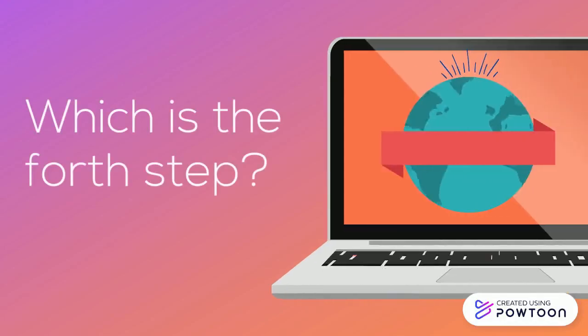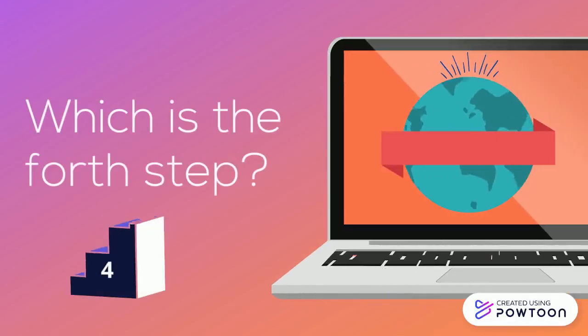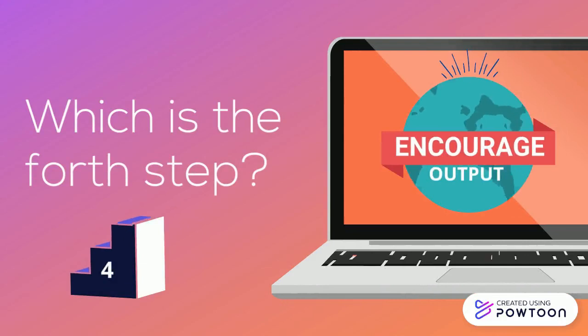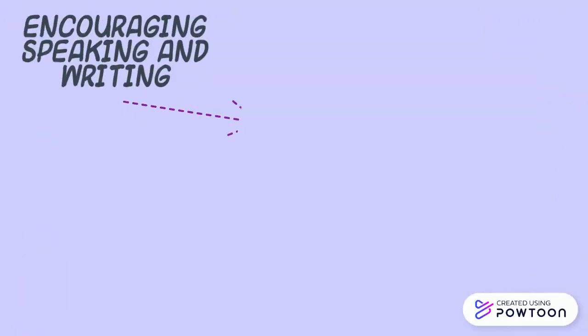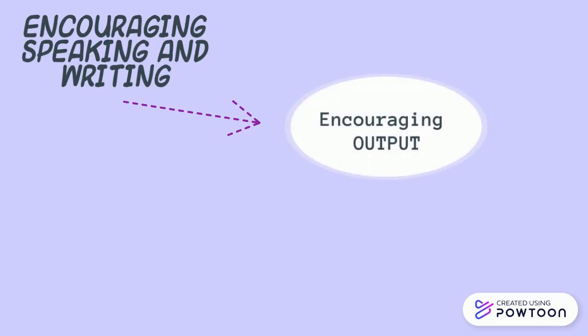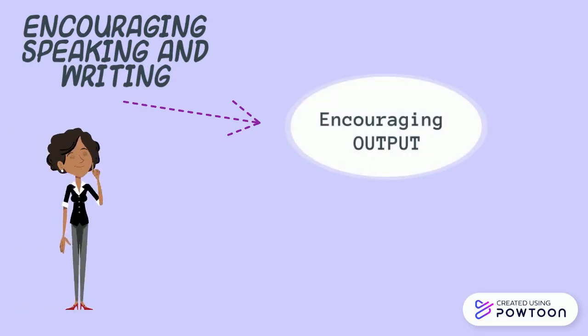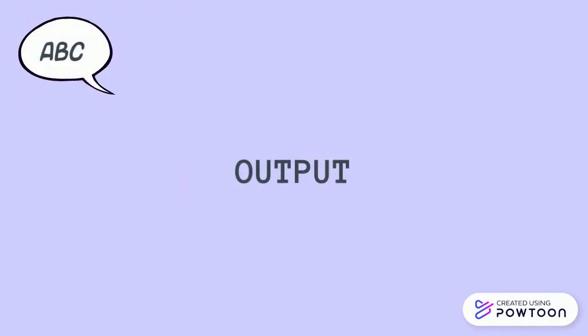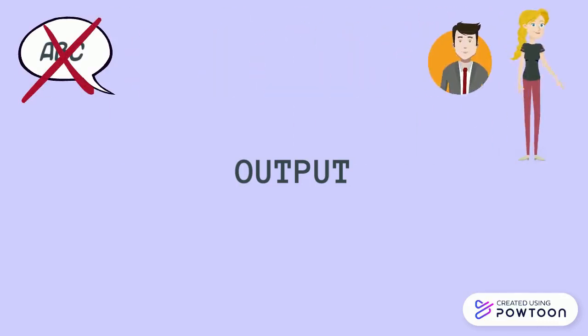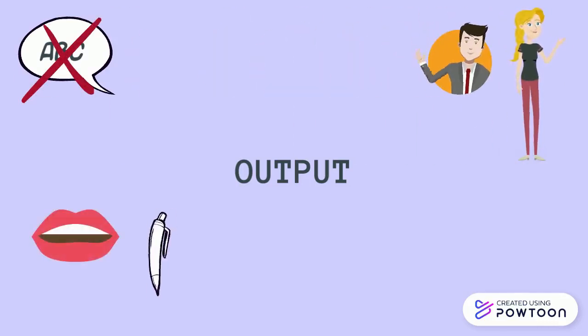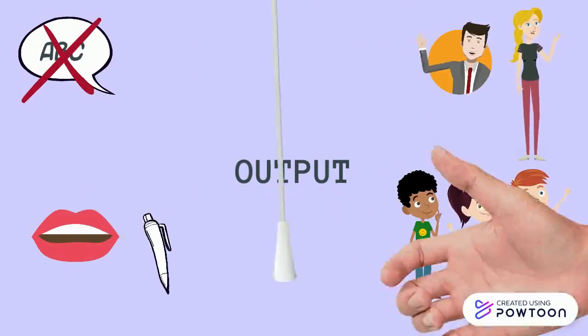Which is the fourth step. Let's go with encourage output. Let's talk about encouraging speaking and writing in CLIL, or encouraging output. Output is defined as the production of language and content in the target language. Output can be linguistic or non-linguistic, formal or informal, spoken or written, individual, in pairs, or in group.